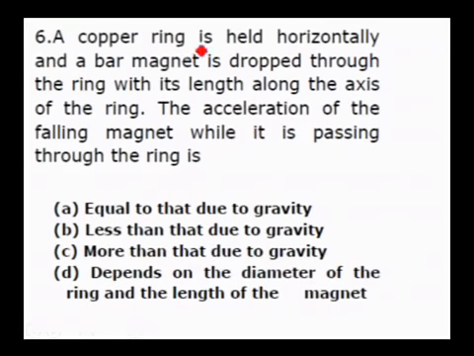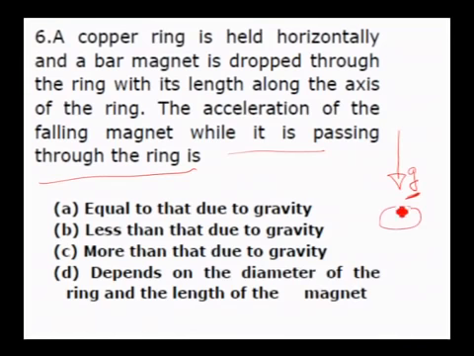Next, a copper ring is held horizontally and a bar magnet is dropped through the ring with its length along the axis of the ring. The acceleration of the falling magnet while it is passing through the ring is... Normally when any object is allowed to fall, it falls freely under gravity. That is, it is equal to the acceleration due to gravity.